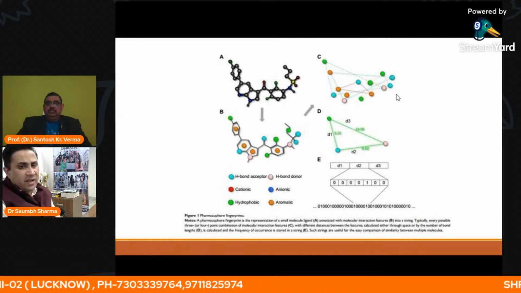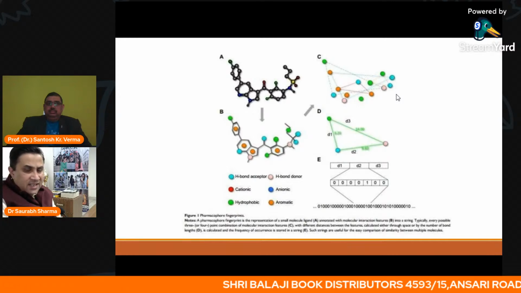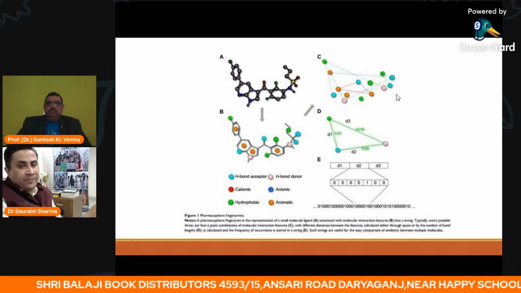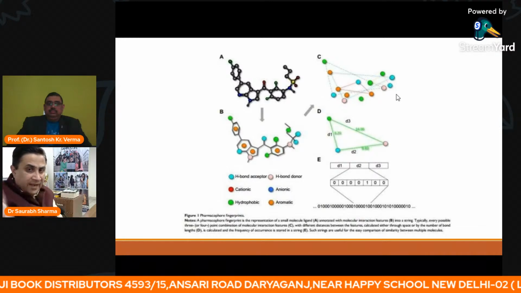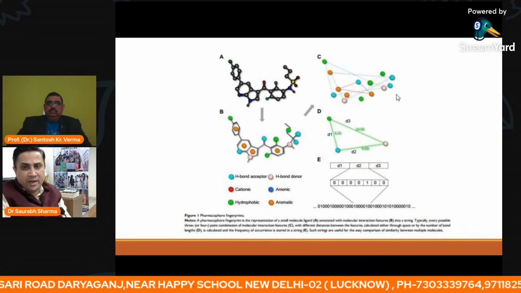And based on these pharmacophore fingerprints, you can identify the ligands which are of similar fields, similar interactive fields. So the interactions are investigated based on these pharmacophores.